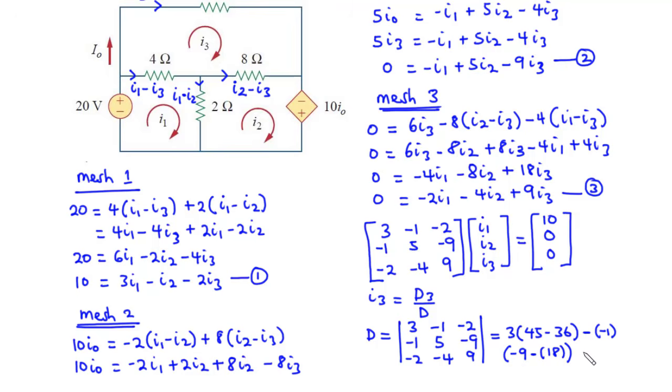And then we have plus, so plus -2, and -2 times, we select -2, we cancel out row and column containing -2. We have -4 times -1, that is 4, minus -2 times 5, which is -10.